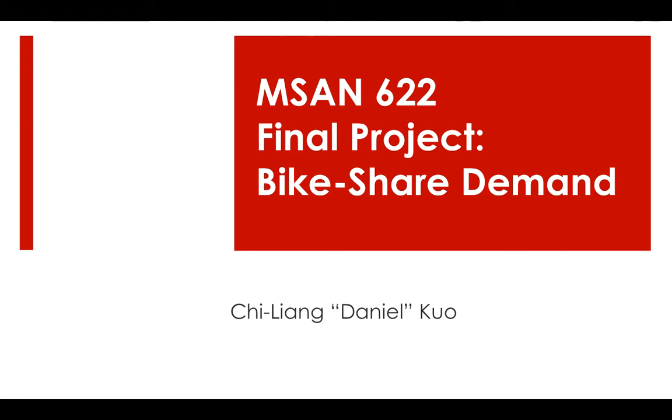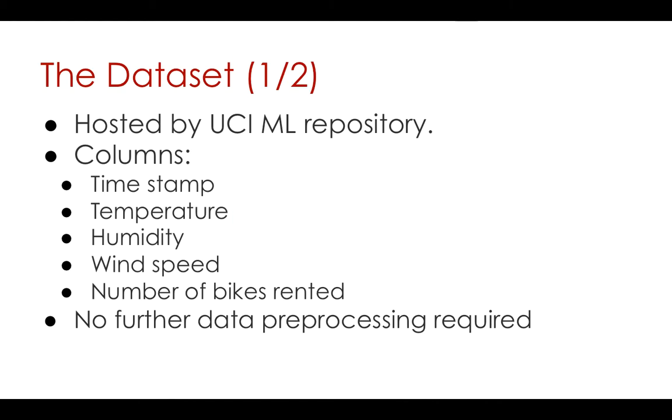Hi everyone, my final project works on the bike share demand data. So I have two data sets. The first one is hosted by the UCI machine learning repository. This one contains a lot of time series variables such as temperature, wind speed, and number of total bikes rented. This data is clean, well formatted, no further data preprocessing is required.